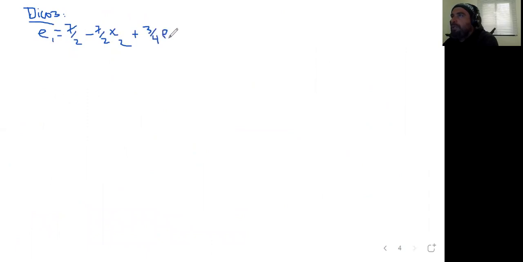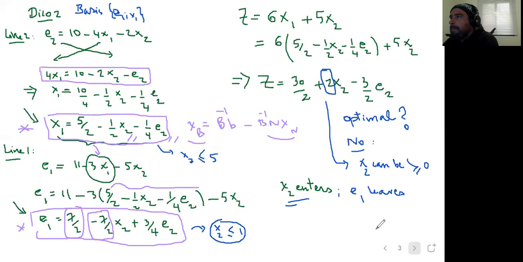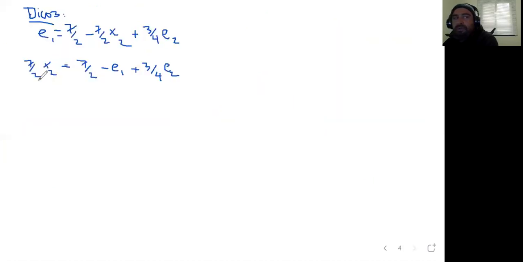Okay, let's work a little bit, guys. So if I bring the x2 to the other side, I'll get 7 over 2 x2 by itself equals 7 over 2 minus e1 plus 3 over 4 e2. Okay. Yeah. So now I'm multiplying by 2 over 7 both sides, huh?